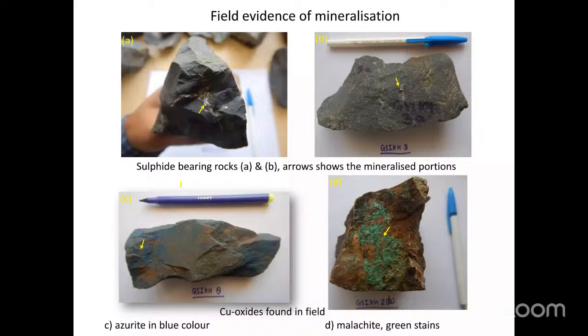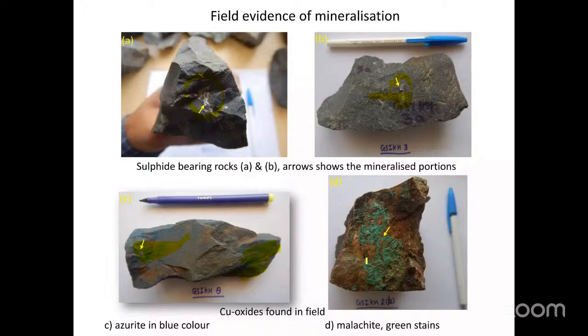Sulfide bearing rocks A and B. The arrow shows the mineralized portions. Here you can observe this is the area where mineralization occurred, and this is also an area where mineralization occurred. And here also is azurite in blue color. This blue color shade is the azurite. This is also azurite.